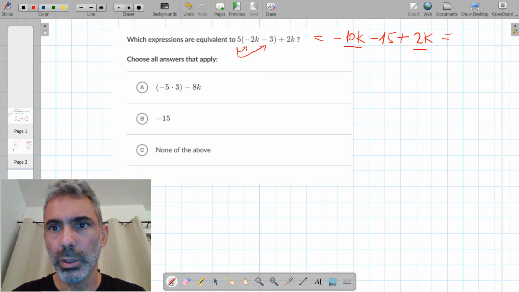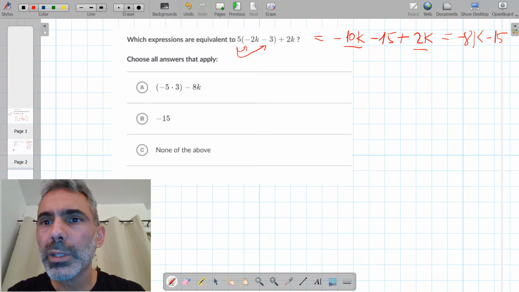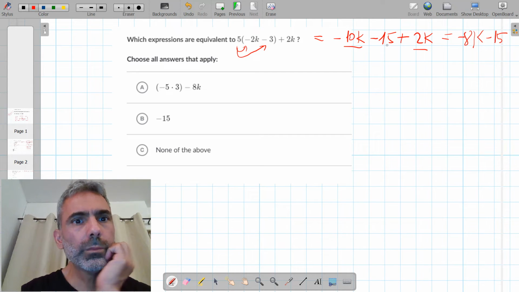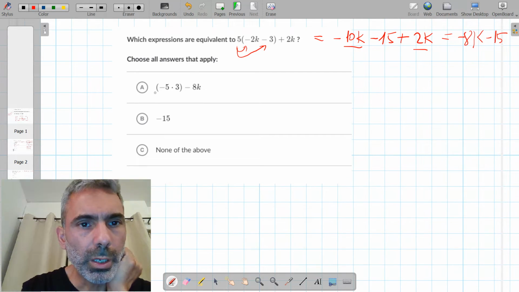Okay, minus 10 is negative, plus 2 is positive. So when we add a negative and a positive, we need to find the difference. The difference is 8, and the 8 has a negative sign because 10 is greater. So we end up with minus 8k minus 15. Minus 10k plus 2k is minus 8k minus 15. Okay. Which expressions are equivalent?